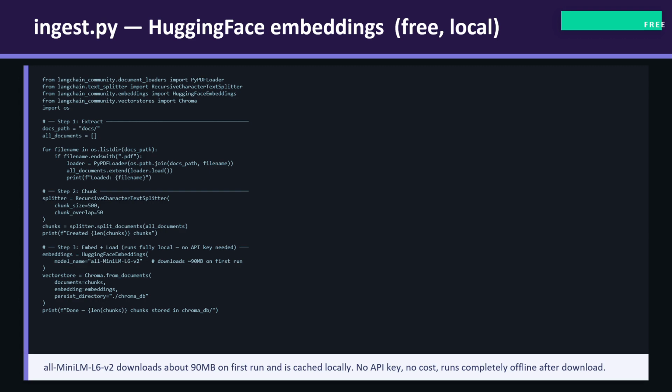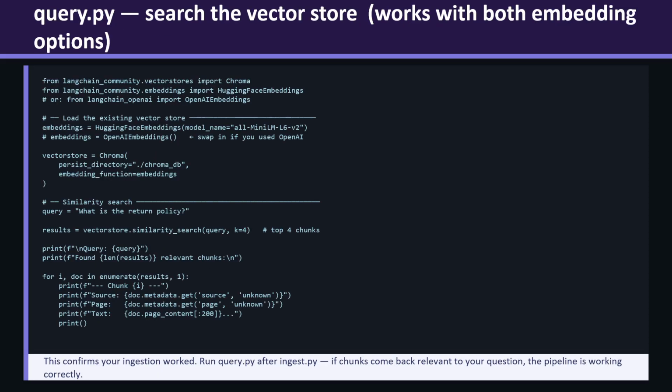The only line that changes from the OpenAI version is the embeddings line. You replace OpenAIEmbeddings with HuggingFaceEmbeddings and pass the model name. Every other line in the file stays identical. This is an important design principle. The rest of your pipeline does not care which embedding model you use, as long as you use the same one consistently. Next is query.py.